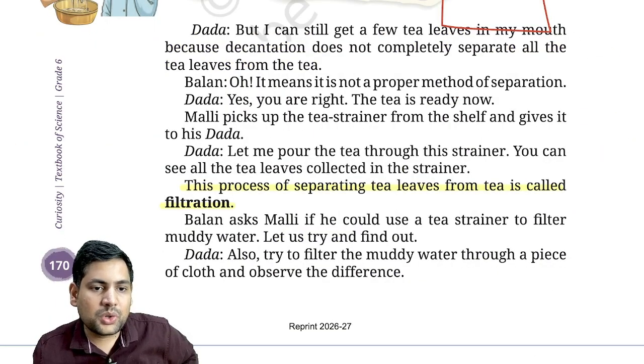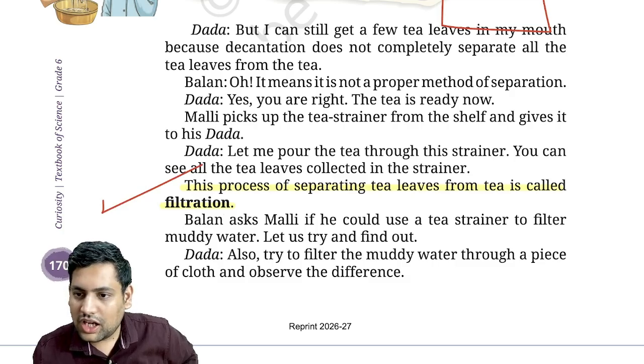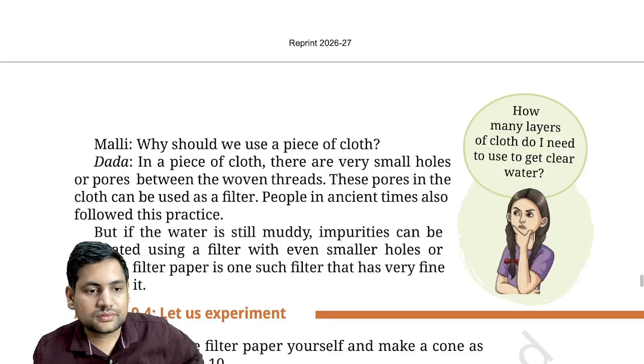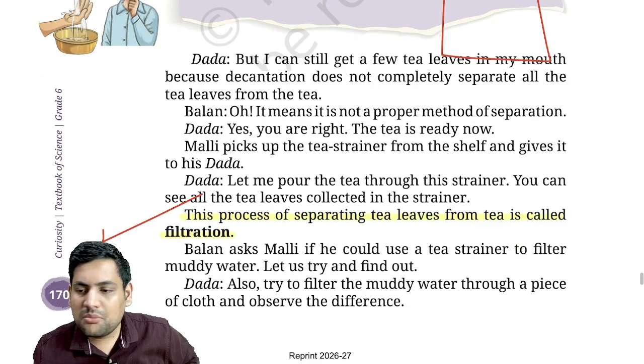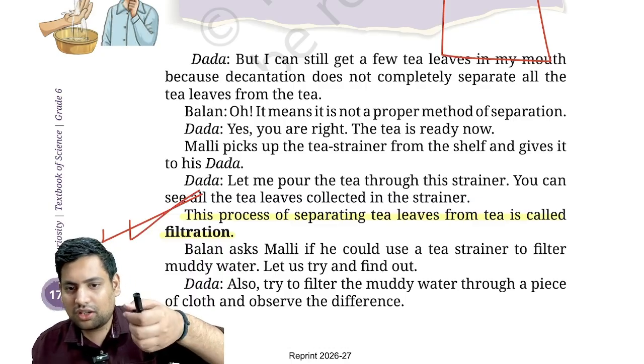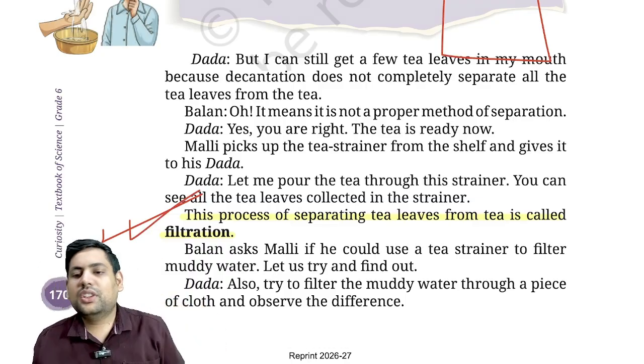Then this process of separating tea leaves from tea is called filtration. Understood? Then, what I explained to you with muddy water, the same thing is done for tea leaves and tea also. Correct? Same way you can separate. So it talks about that.